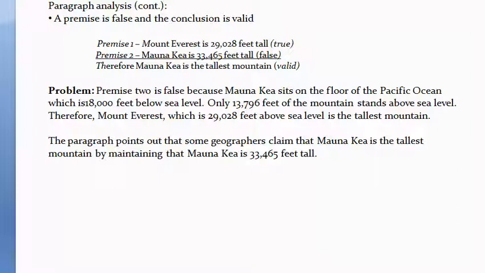Problem. Premise 2 is false because Mauna Kea sits on the floor of the Pacific Ocean, which is 18,000 feet below sea level. Only 13,796 feet of the mountain stands above sea level. Therefore, Mount Everest, which is 29,028 feet above sea level, is the tallest mountain. The paragraph points out that some geographers claim that Mauna Kea is the tallest mountain by maintaining that Mauna Kea is 33,465 feet tall.